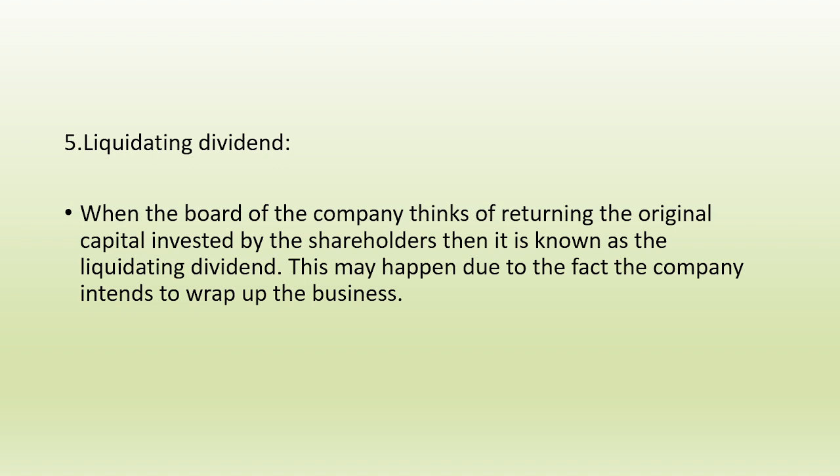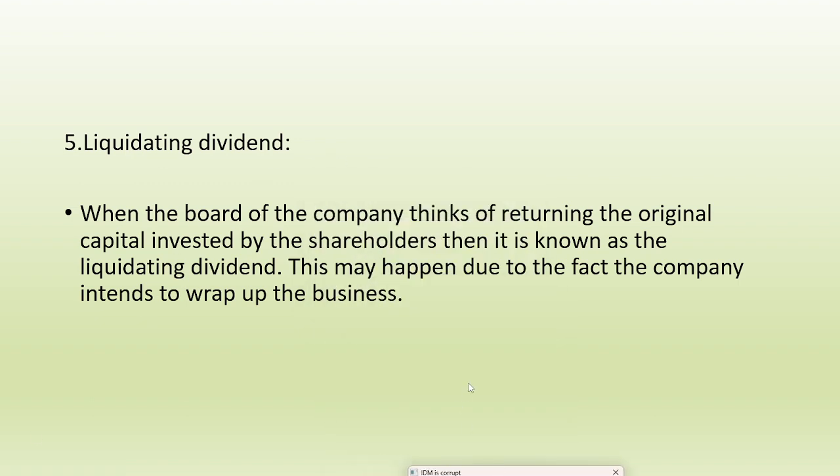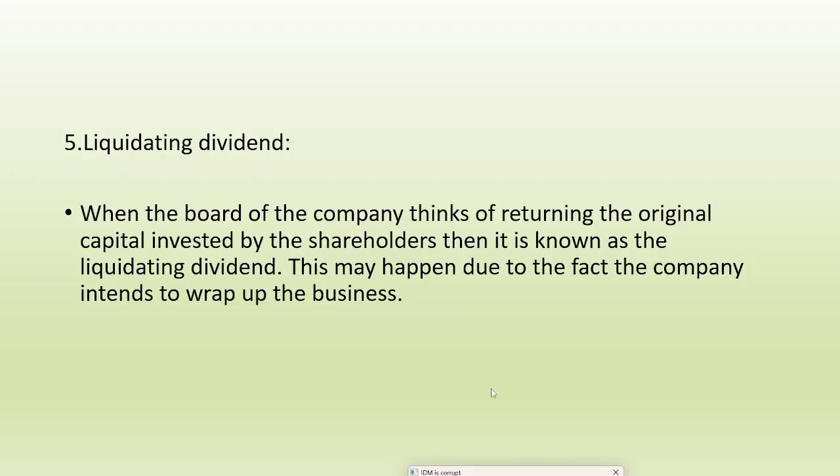At that time the firm closes itself. So at that time this type of dividend is used, that is called liquidating dividend. When the board of the company thinks of returning the original capital, here what will happen? Here it will be returning whatever the shareholders have invested in the company. Whatever capital the shareholders have invested, they return that capital. So that is why this dividend is called liquidating dividend. This happens due to the fact that the company intends to wrap up its business. Means when the company has to wrap up its business, it uses liquidating dividend.